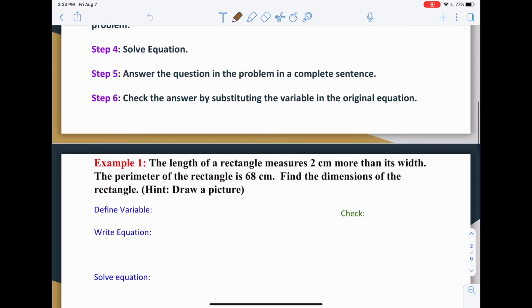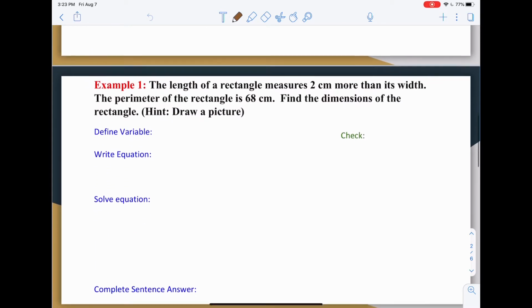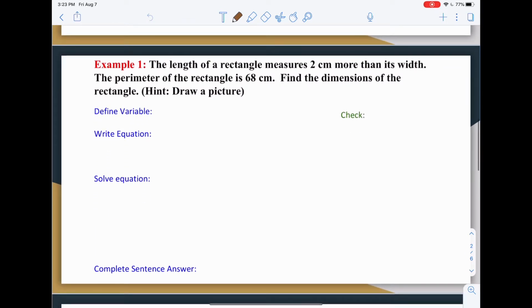Now let's apply these steps. Example 1. The length of a rectangle measures 2 centimeters more than its width. The perimeter of the rectangle is 68 centimeters. Find the dimensions of the rectangle. Step 1. Read the problem carefully and figure out what you have to find. It seems we need to find the dimensions of the rectangle. Let's highlight this.